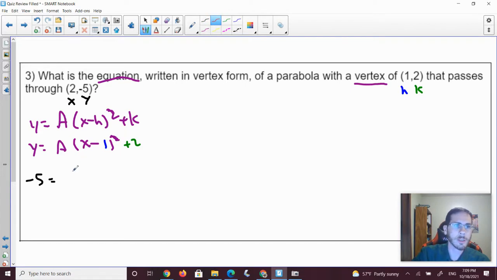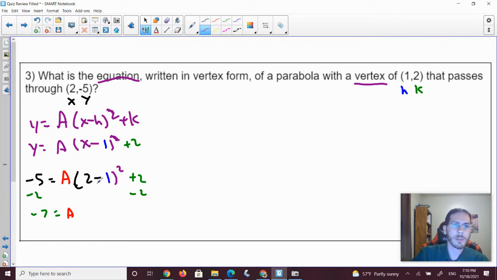We still don't know a, because we said in class the goal is to try and figure out what a is. We've got 2 minus 1 squared plus 2. We're going to say we want to move k to the other side, so we'll subtract 2 from both sides to get -7 equals a.